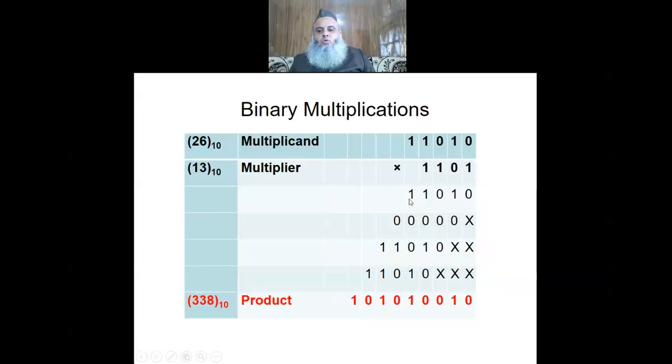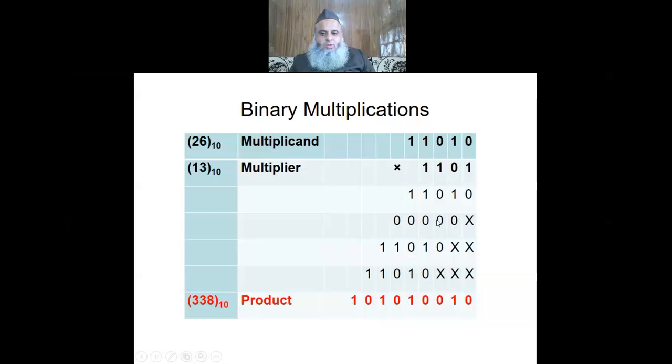So 1 1 0 1 0, this thing will be copied here. Next time I am multiplying with 0, and anything multiplied with 0 will be 0 entirely. But I must place a cross here because it should be shifted by one place before I add it up further. So I'll place 5 zeros, and I'll place it after one cross.